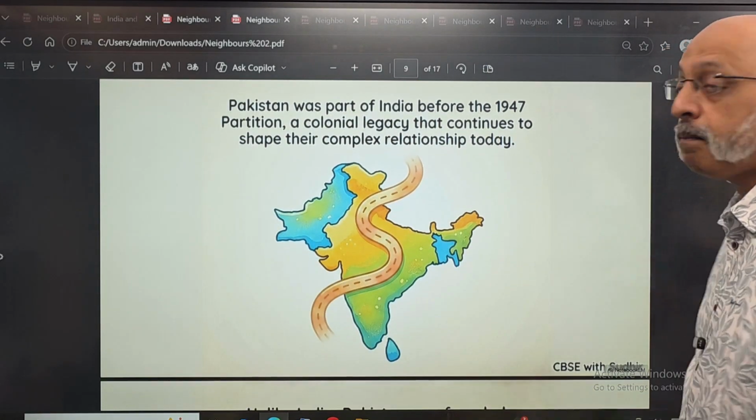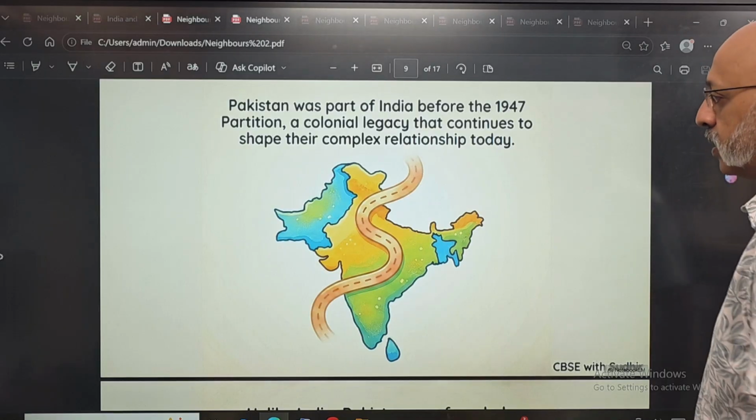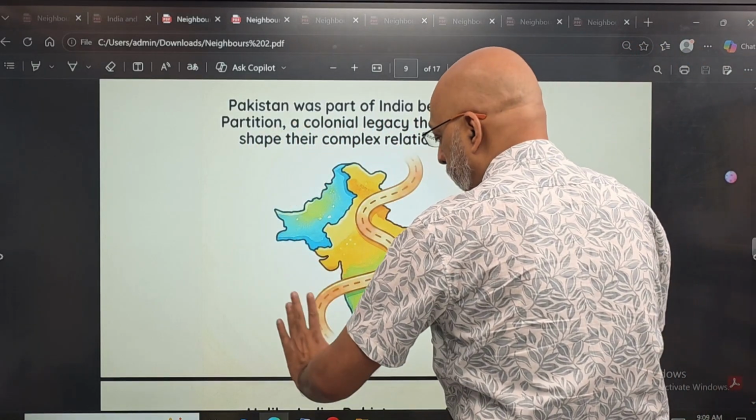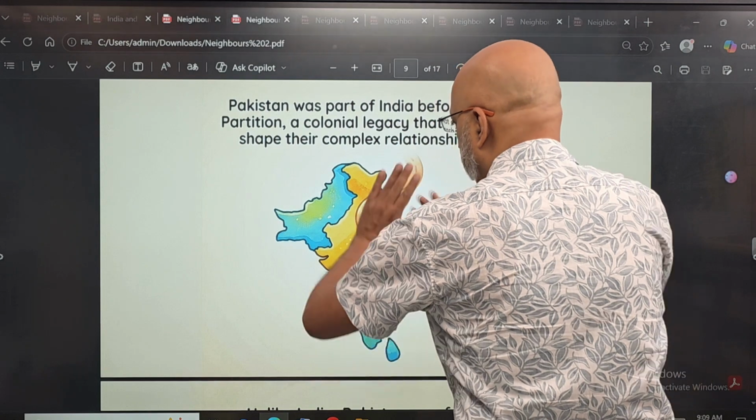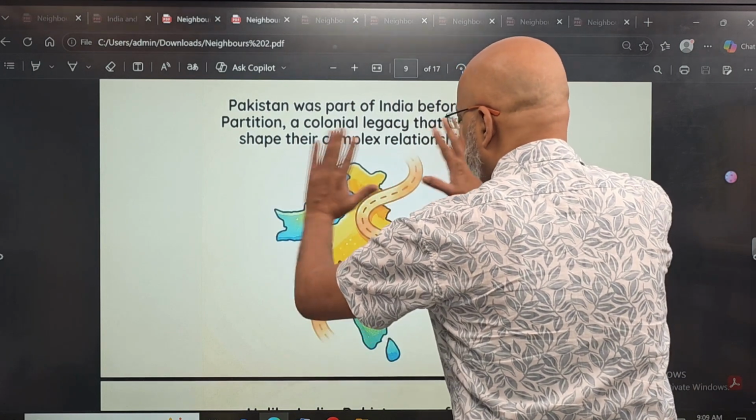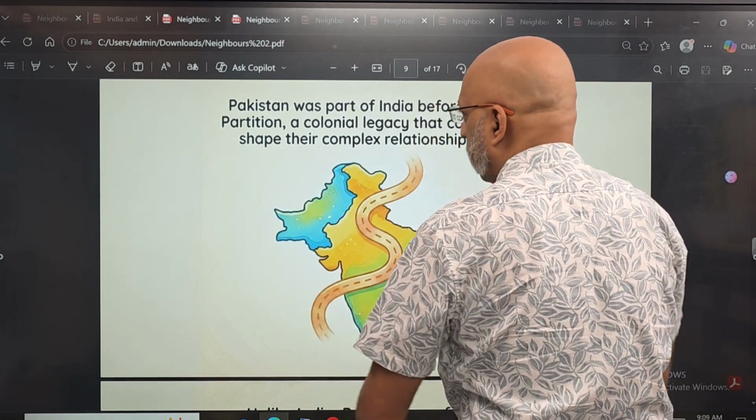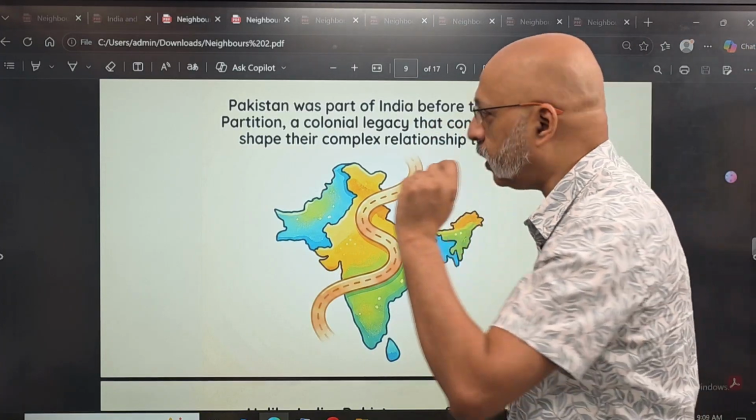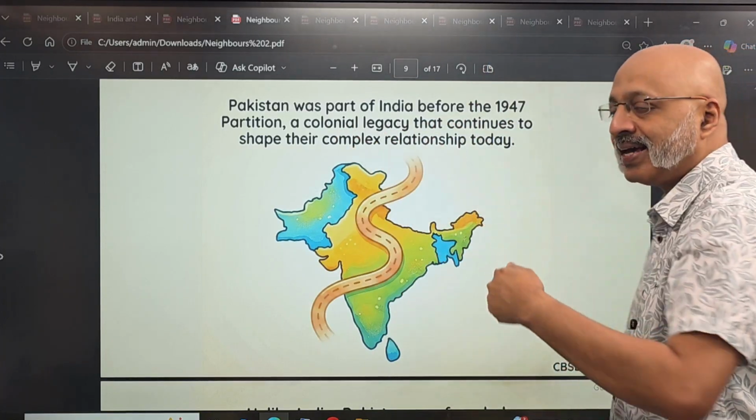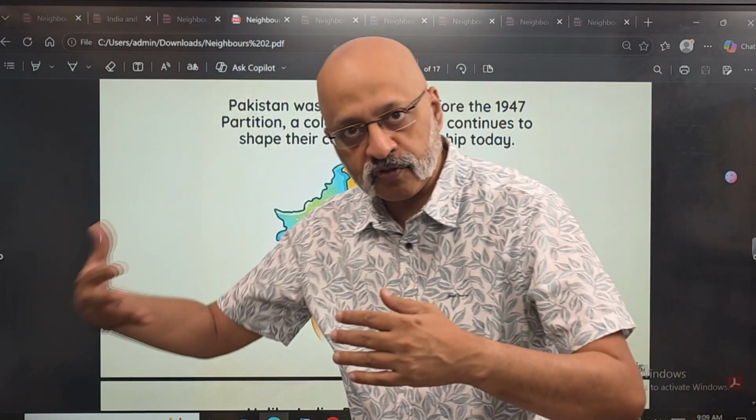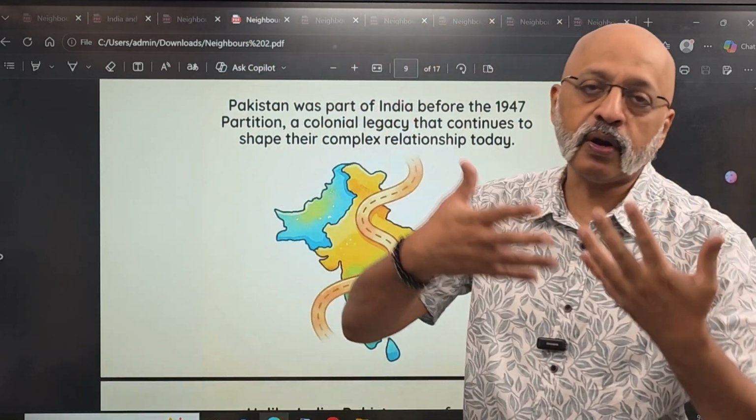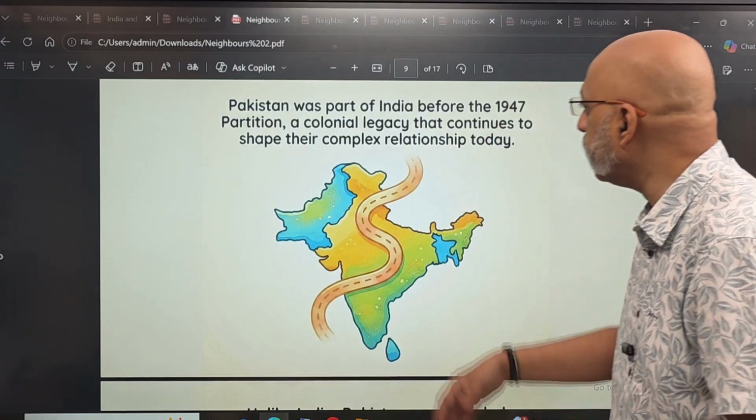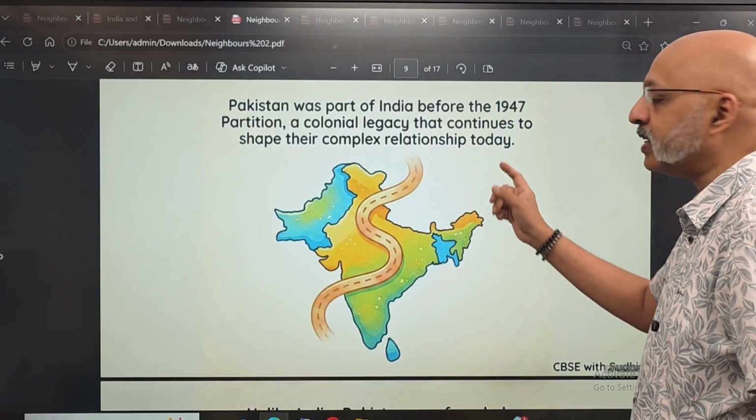Next, let's come to Pakistan. Now, Pakistan obviously was once part of India. This once was fully India, right? If you remove Sri Lanka, Pakistan, India, Bangladesh, we were one big country, right? So Pakistan was part of India before the 1947 partition. A colonial legacy. Legacy means something which has come from the past. Colonial means we were being ruled by the British. We were a colony of England that continues to shape their complex relationship today.